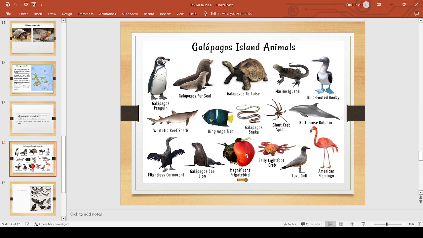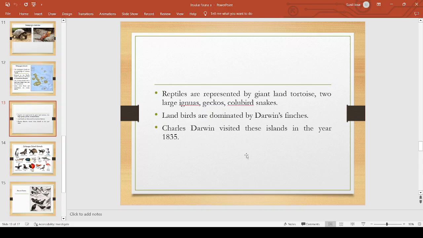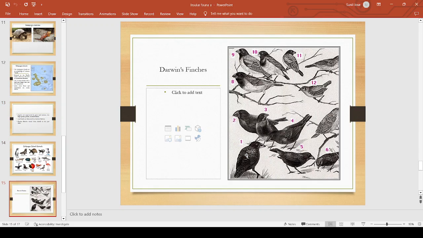Very few animals are present in Galapagos Island. As I told you earlier, living there is very difficult. It's a volcanic island, there is very little fresh water, and not many trees or plants. So going to the Galapagos Island, these are the features.